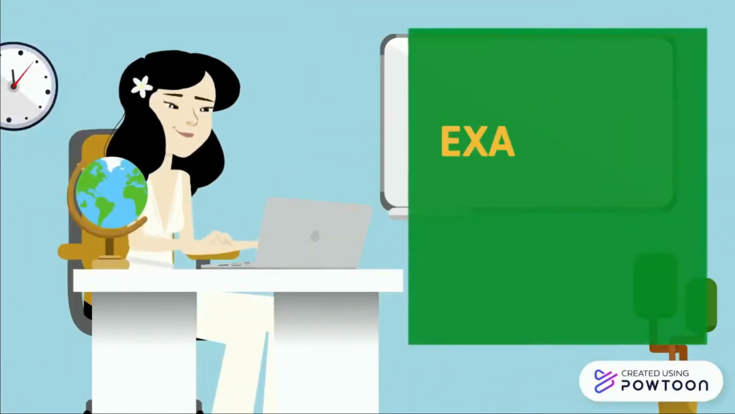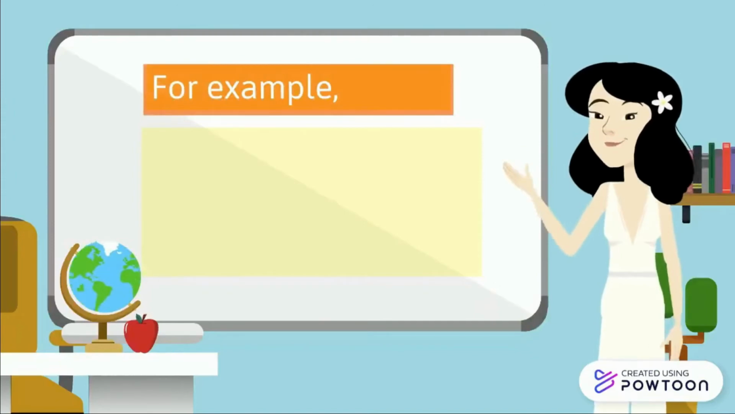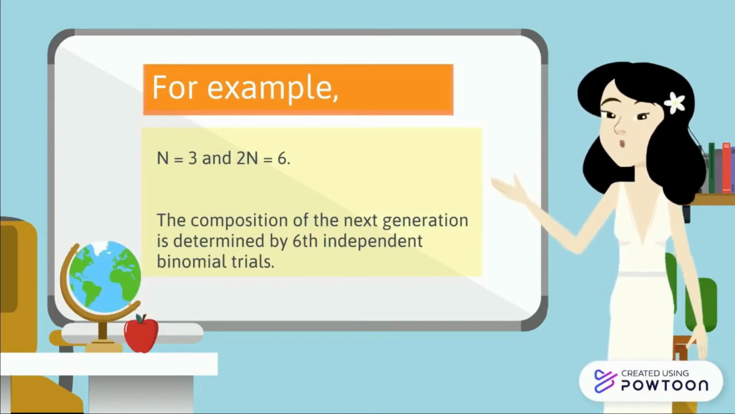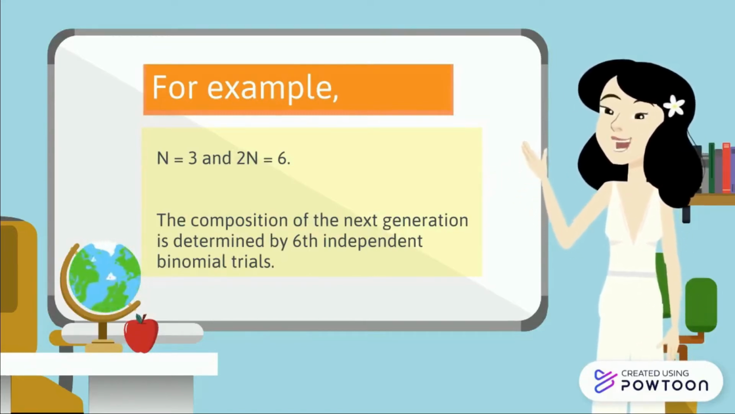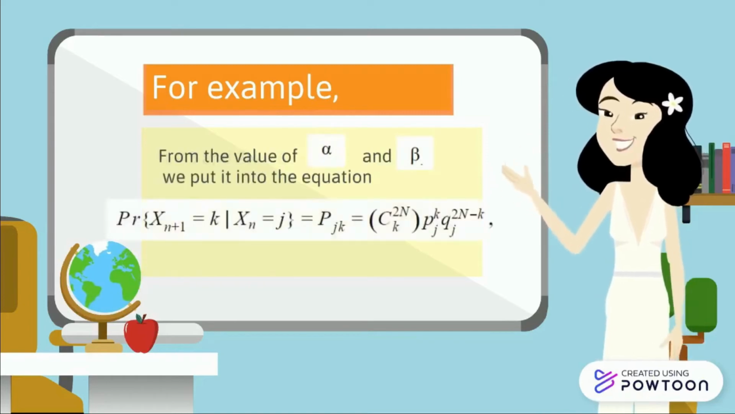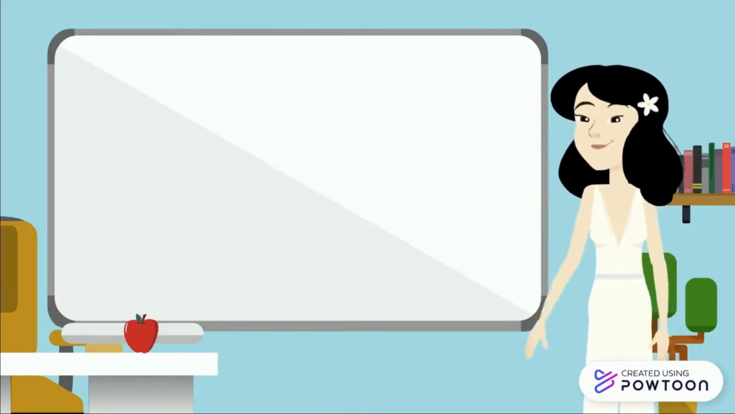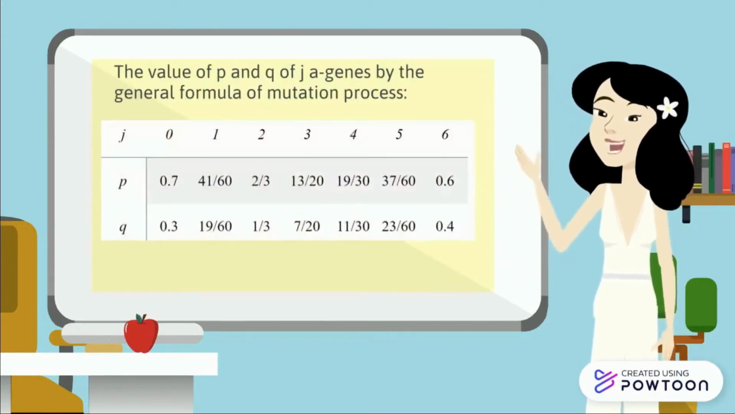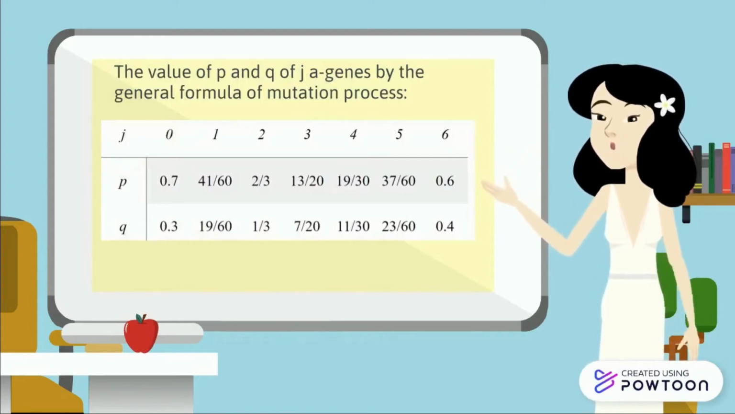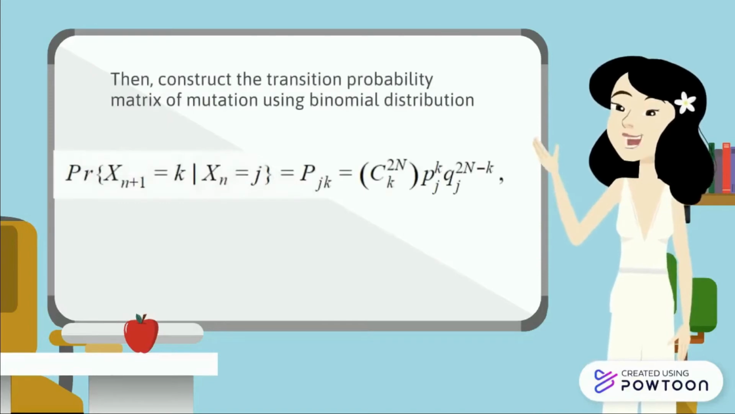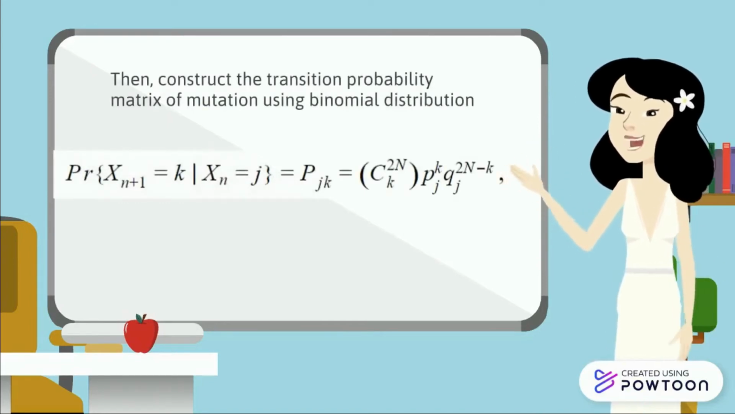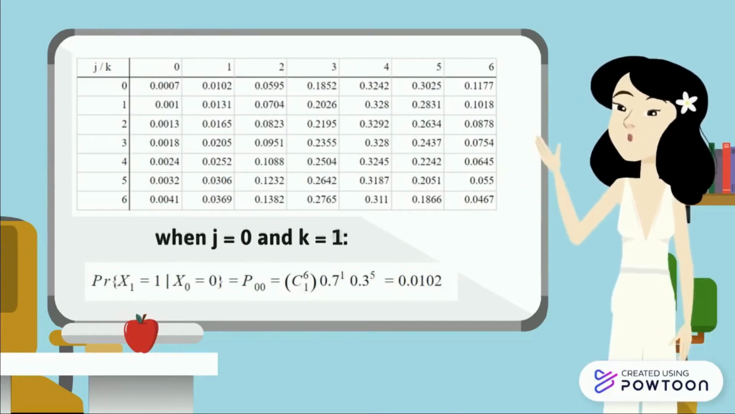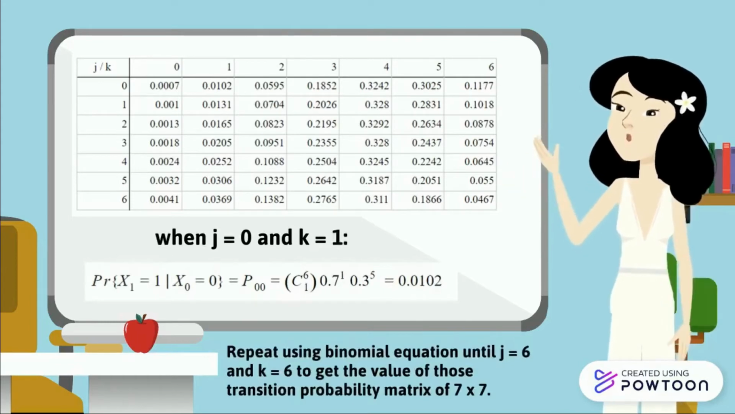Now, an example of the mutation process. For example, the probabilities of mutation are as shown. Then we assume that n equals 3 and 2n equals 6. Then, the composition of the next generation is determined by 6 independent binomial trials. We put the values of alpha and beta into this equation. Then, by the general formula of the mutation process, we get the values of P and Q for j small a genes as in the table shown. From the table, we construct the transition probability matrix of mutation using this equation. Then we construct the transition probability matrix of mutation using the binomial distribution, and finally we get this matrix as shown, a probability matrix of 7 times 7.